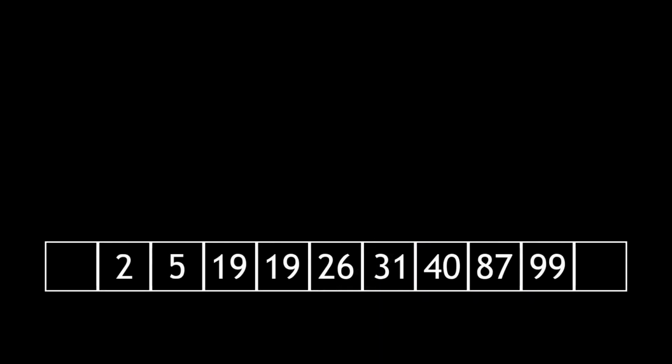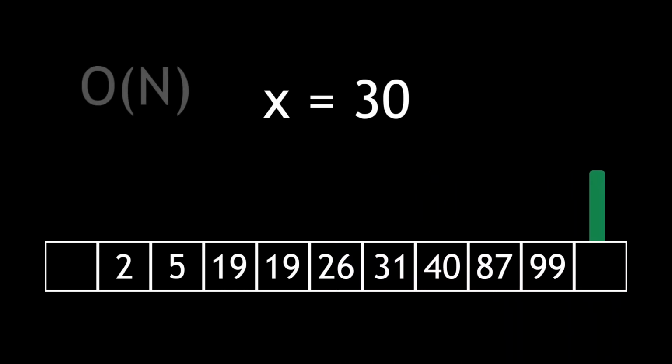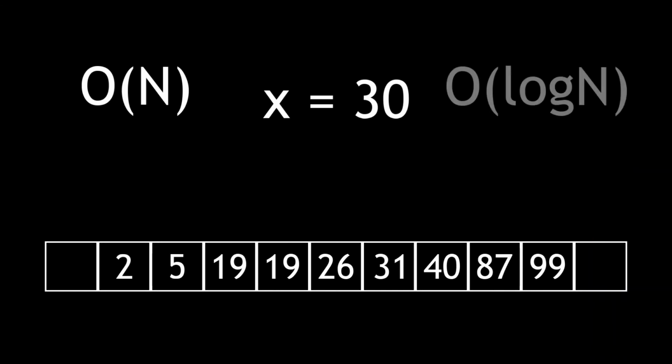Imagine that you have a sorted array and a variable x, and you want to find the first number in the array which is not less than x. The obvious solution would be just to loop through the entire array, but it would take lots of iterations, precisely order of n, where n is the array length. With binary search it would take only order of log n.